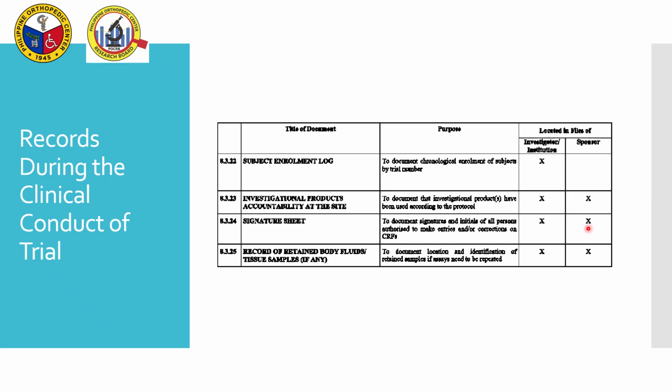Next is the record of retained body fluids and tissue samples, if any. We must maintain a record of retained body fluids or tissue samples. This documents the exact location and identification of these samples. This is necessary in case assays need to be repeated or if further testing is required later in the study. Responsibility for these records is shared between the investigator and the sponsor.